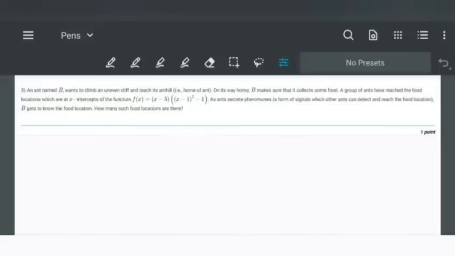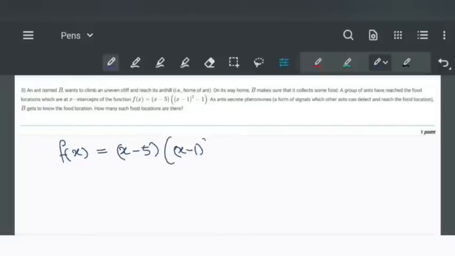Third question, an ant named B wants to climb an uneven cliff and reach its ant hill. On its way home, B makes sure that it collects some food. A group of ants have reached the food location, which are x-intercepts of the function f of x. First, let us write f of x is equal to (x minus 5) times ((x minus 1) whole square minus 1). Ahead, as ants secrete pheromones, B gets to know the food location. How many such food locations are there?